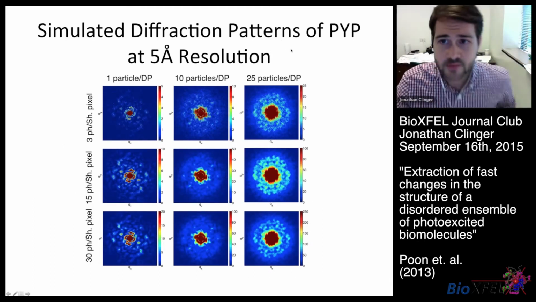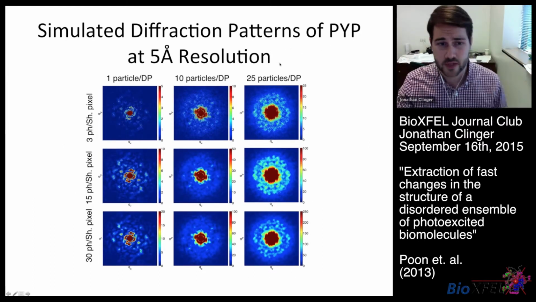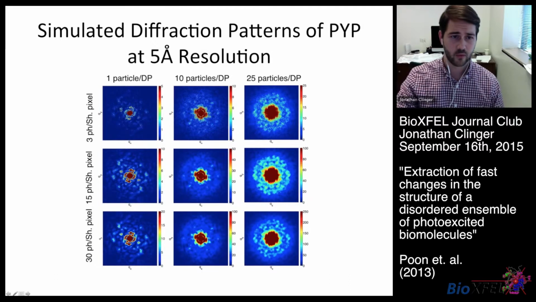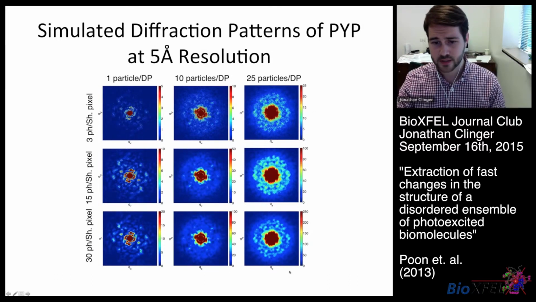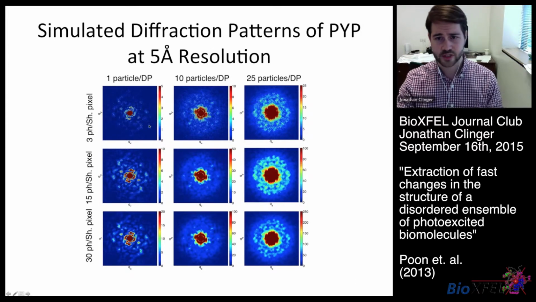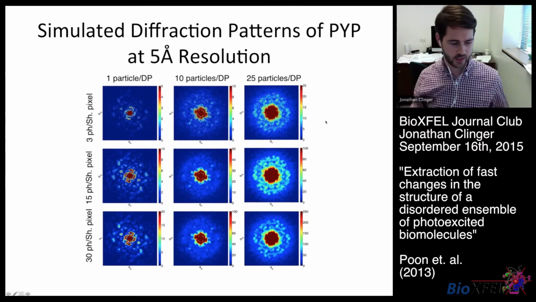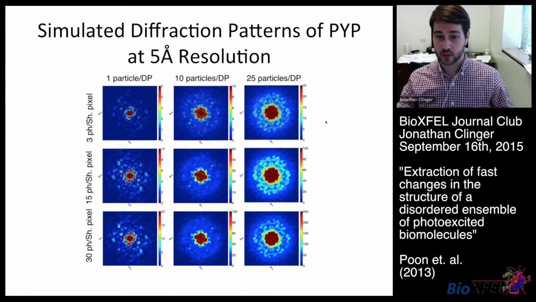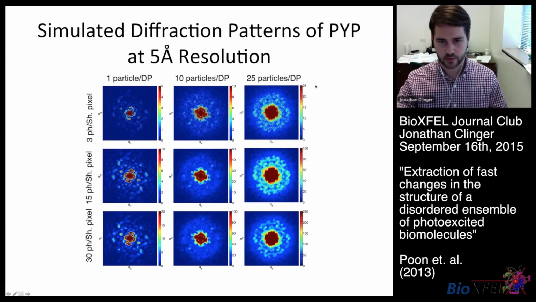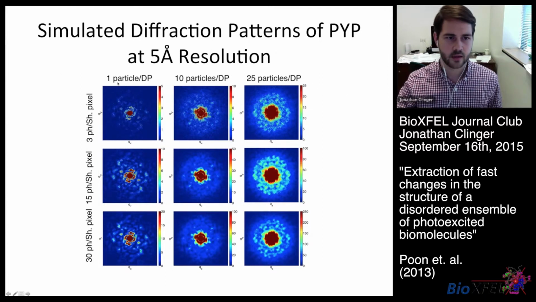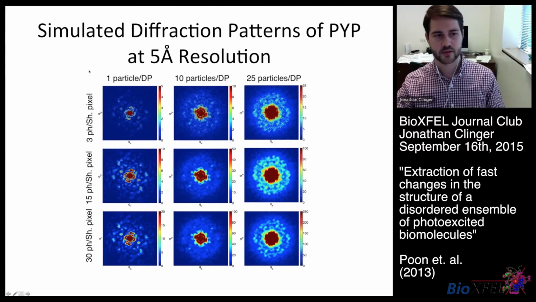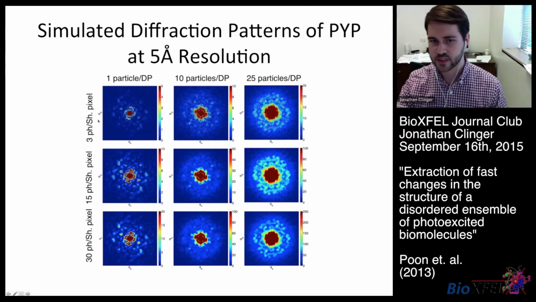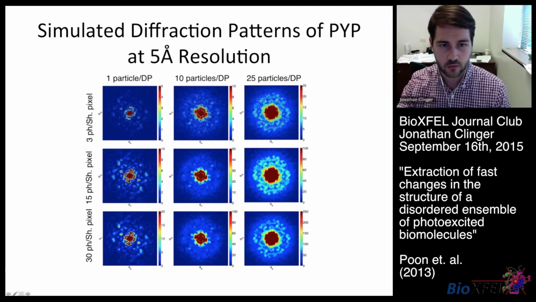So they simulated diffraction patterns of PYP at 5 angstrom resolution with 1 particle in the shot in this column, 10 particles in this column, and 25 particles in this column. And so these are individual shots that will then be averaged together to create the model, and then you get the real space correlations out of that. And so 3 photons per Shannon pixel is basically what's achievable at XFEL now, roughly.